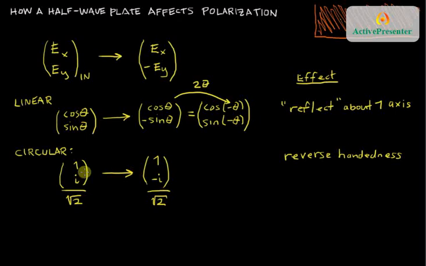Circular light, very different. In the case of circular light, the effect is very different. The circularly polarized light, no matter whether it's right or left-handed, when it comes out of the wave plate, it will have reversed to the other handedness. There's no sense of a 2 theta rotation. Instead, there's a reversal of the handedness. And these two effects can be used for very practical purposes. Half-wave plates are much more rarely used to act directly upon elliptically polarized light. Elliptically polarized light, you would typically use a quarter wave plate, as you'll be seeing in a different tutorial.